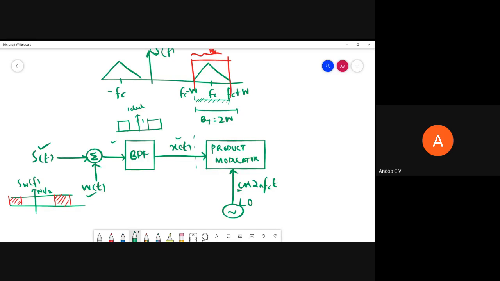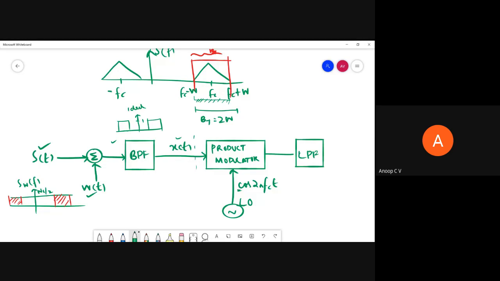When you multiply two trigonometric functions, you get sum and difference frequencies. The sum frequency will fall in a very high frequency range, and the difference frequency will be in the low pass or low frequency range. So always remember, what a product modulator does is it multiplies two signals. Mostly the signals we are modeling as trigonometric functions, so it will give sum and difference. When you pass the resultant through a low pass filter, we get only the difference, or whatever is falling within the DC range.